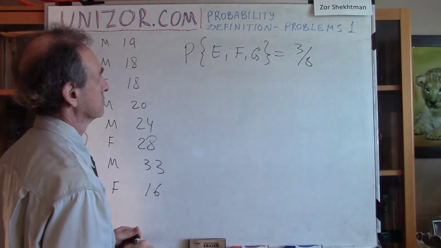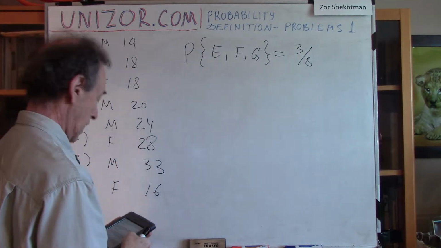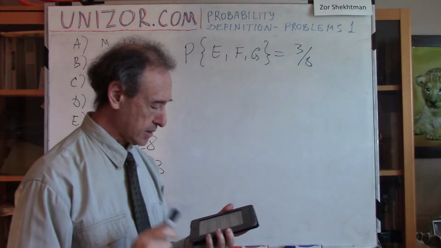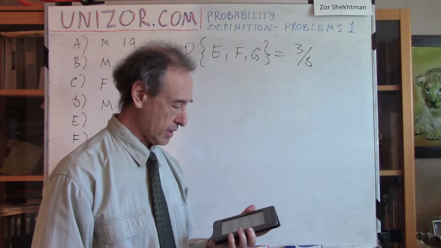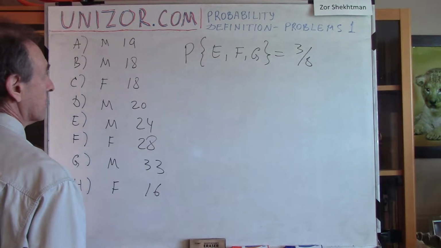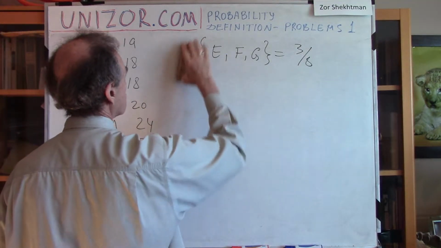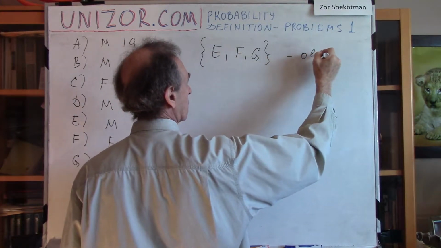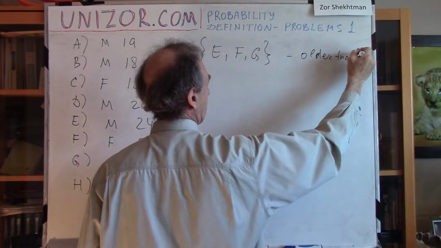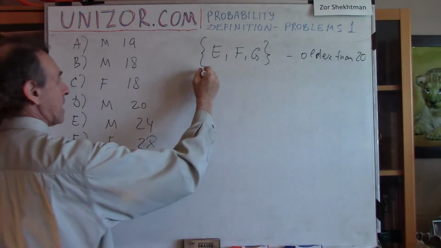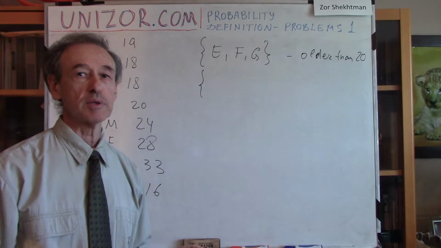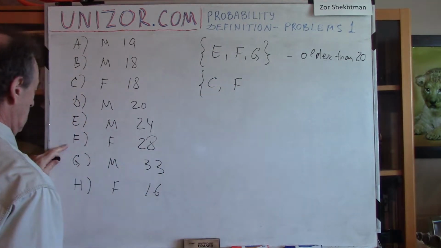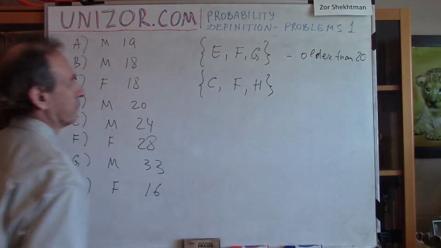Okay? Next. What is the subset that represents the event: a randomly selected person is a female and older than 20 years old? Female and older than 20 years old. Okay, this is the event older than 20 years old, right? Now, what is a subset which represents the event that I randomly picked a female? Well, it's C, F, and H. These are females.